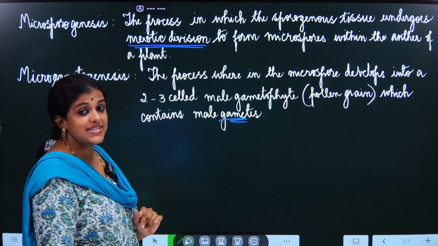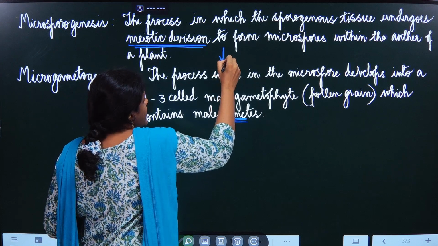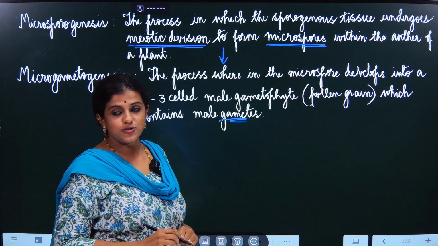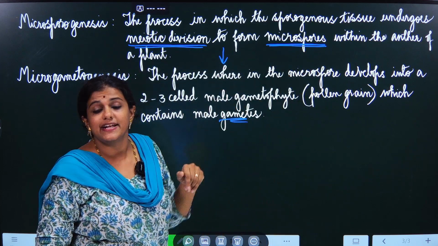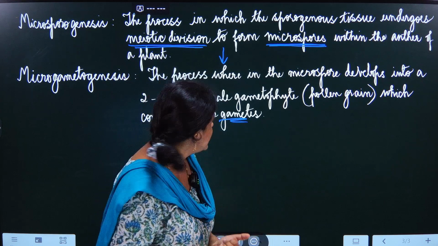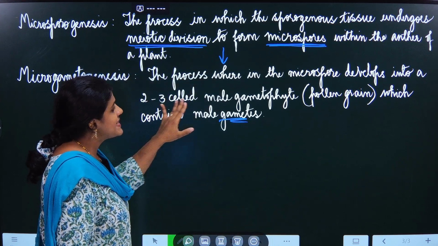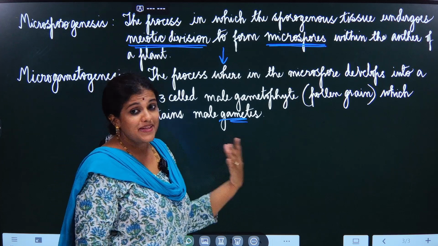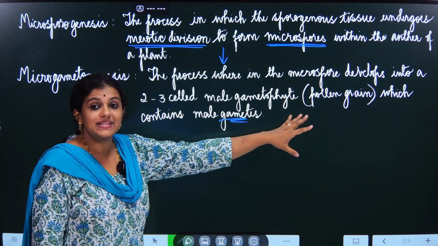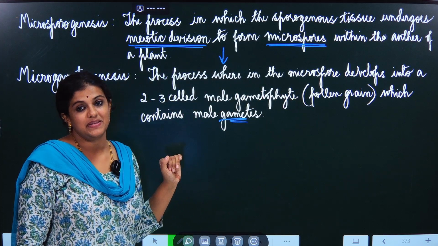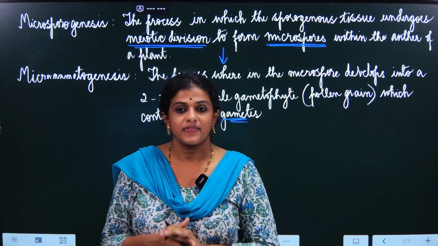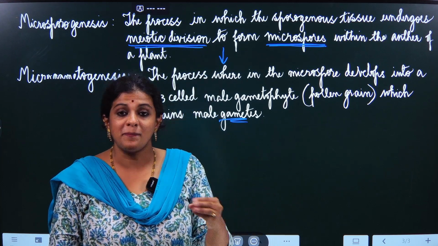Okay. And next is after microsporogenesis. What is the result of microsporogenesis? It is microspores. We are getting microspores from microsporogenesis. What is the fate of microspores? Microspores will have to develop in size, and ultimately they will produce a 2-3 celled male gametophyte. What is a male gametophyte? It is nothing but pollen grain in case of plants, and this pollen grain will be containing male gametes. So microgametogenesis is the formation of male gametes from microspores.